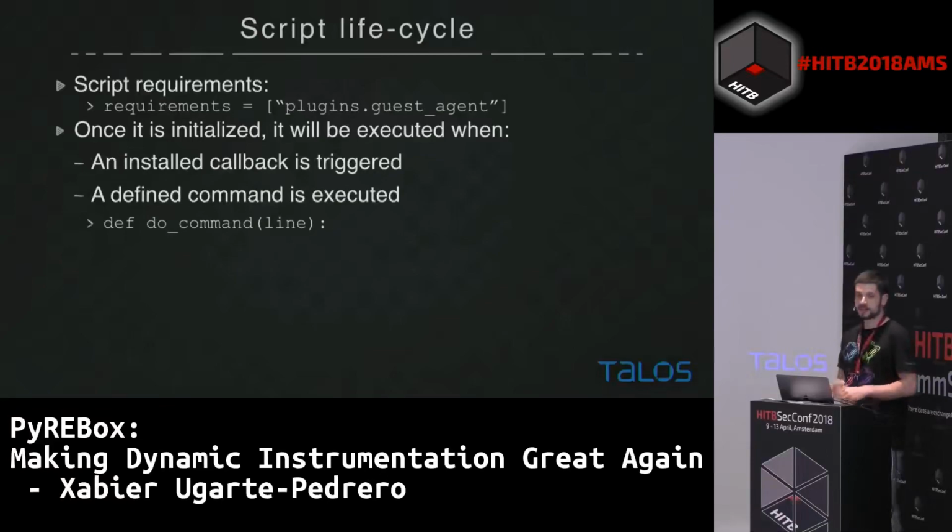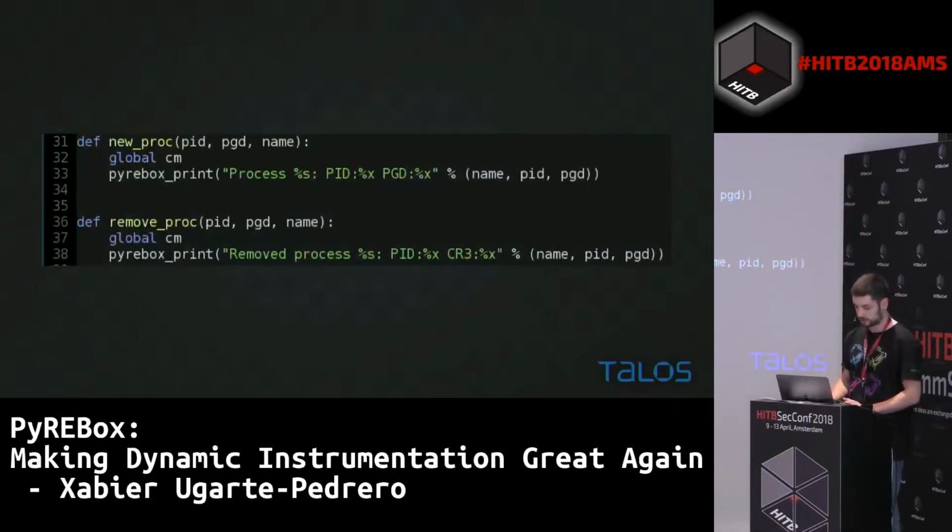So we can create a function that starts with do underscore, and this will create a new command in the cell that gets loaded dynamically. In the cell we can just write the keyword custom, and then the name of the command, and we run that function in the script.